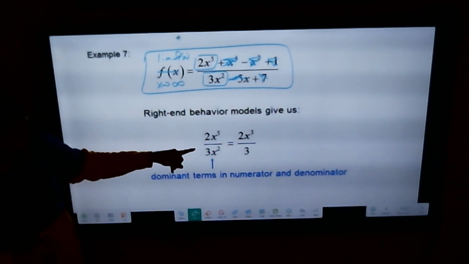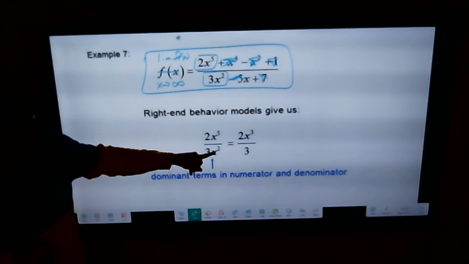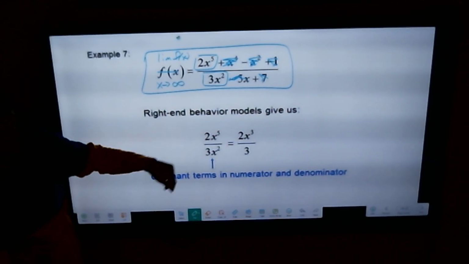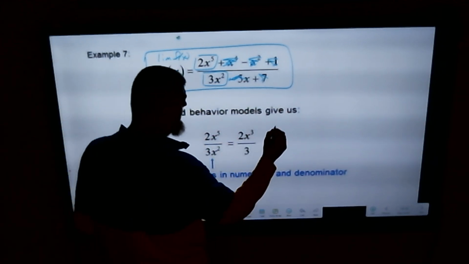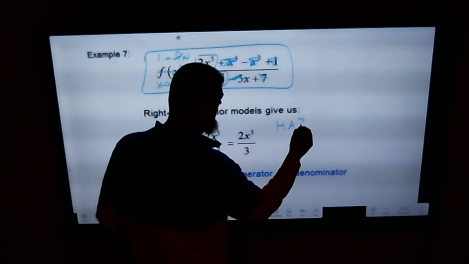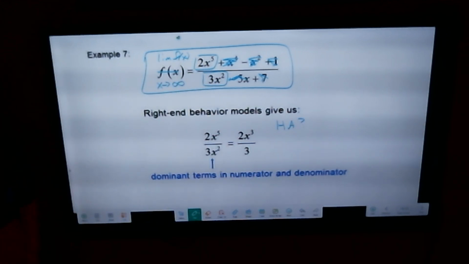Because the numerator is dominant and the bottom one is smaller, what's my answer here? Where is the horizontal asymptote? Do you remember my three possibilities? One, zero... So 0 is one of them. Not in this case, though. What did I say? 3. 3 is not one of them. How'd you get 3? I don't know. Is it in the power? No.